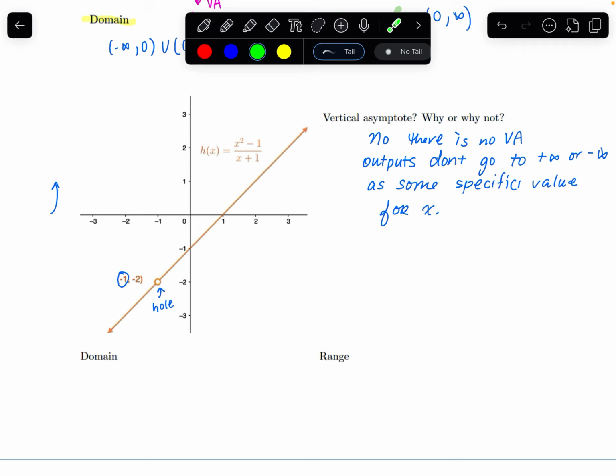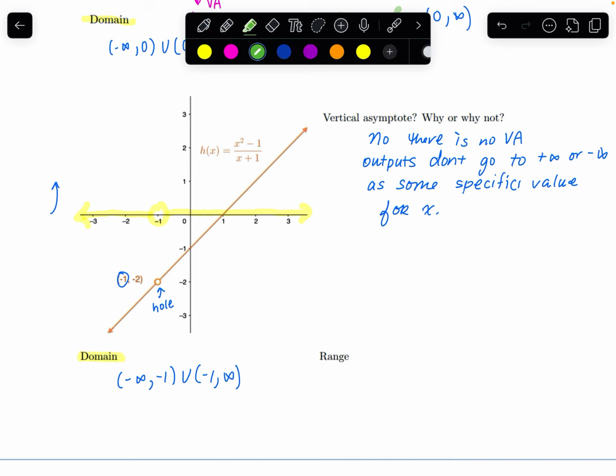And so for our domain, we will have to take into consideration that hole that we talked about. There's a hole right here at -1, but everywhere else is fine. And so we will have the interval from negative infinity to -1, union -1 to positive infinity. So all real numbers except for -1.